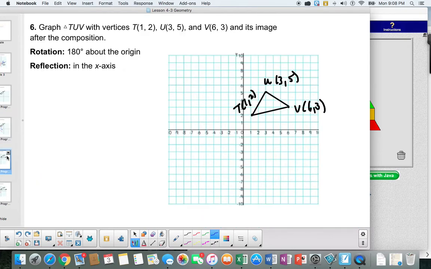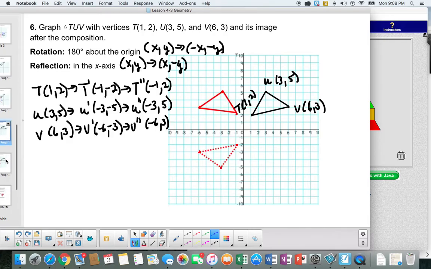Okay, stop the screencast and see if you can do this one. And let's take a look at the answer. You can see that I'm going through a 180 degree rotation about the origin. So this is going to turn from here all the way here. That's the prime. And then afterwards, I'm going to reflect across the x-axis. And reflecting across the x-axis will give you that.